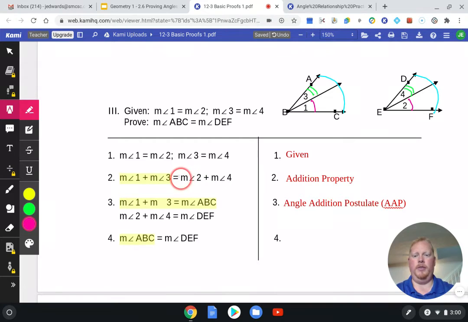And then, still going back to this equation in step 2, they took this part, the measure of angle 2 plus the measure of angle 4, and said, well, if the measure of angle 2 plus the measure of angle 4 is the same as angle DEF, I can take out angle 2 and angle 4 and put in DEF in its place. And there we go. I arrived at this conclusion: angle ABC is the same as angle DEF. And because I took something out and put something just as good in its place, that's the substitution property.